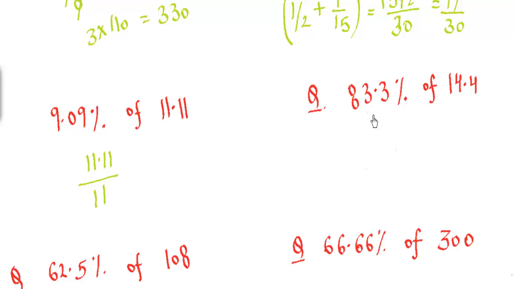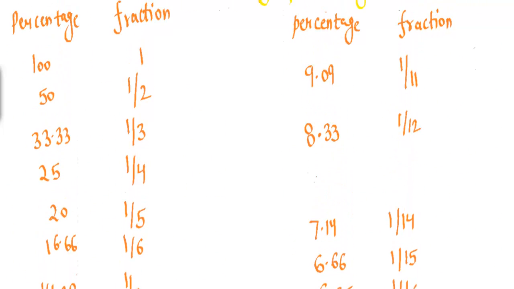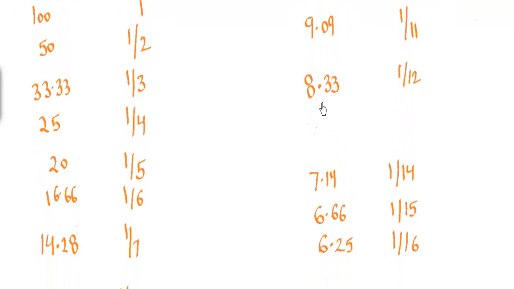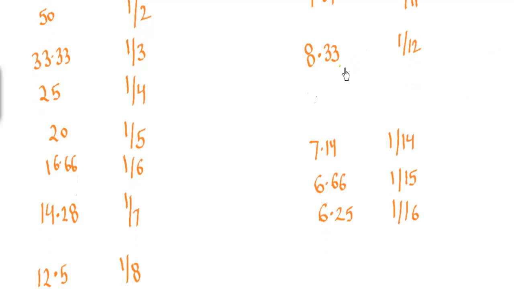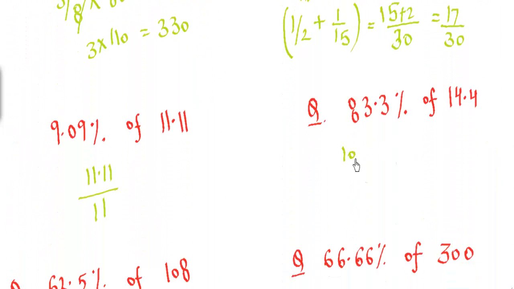In this question, I have to multiply 83.3% of 14.4. So for 83.3%, here also, we can use this. For 83.3, I know 8.33% fraction is 1 by 12. So what I can do is simply multiply both sides by 10. So this will become 10 over 12, and this will become 83.3. So 83.3 will be 10 upon 12 into 14.